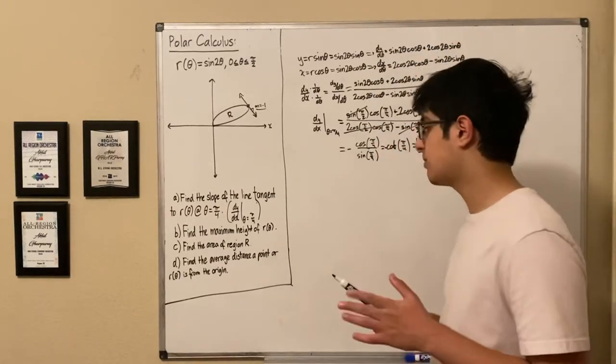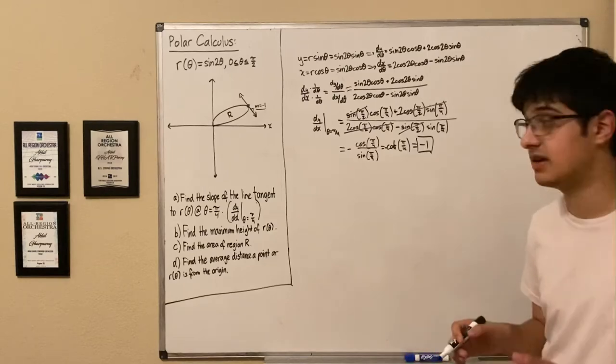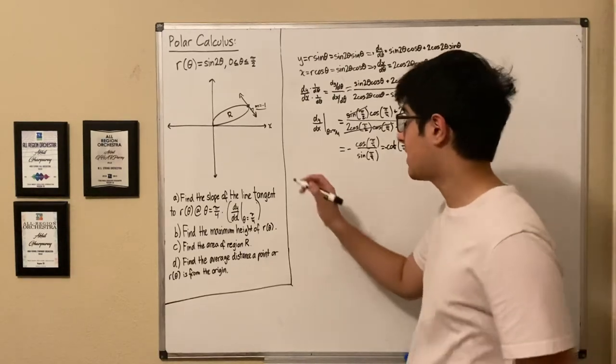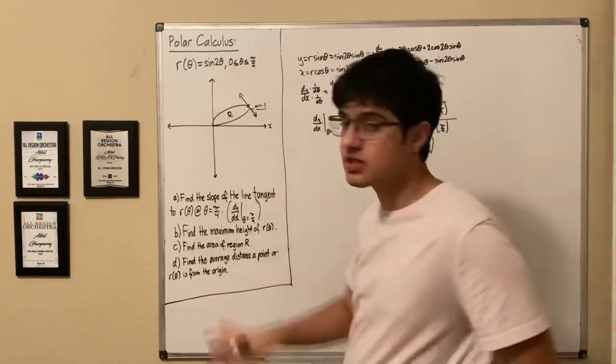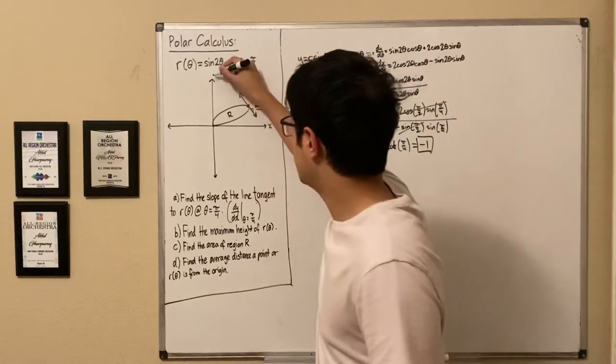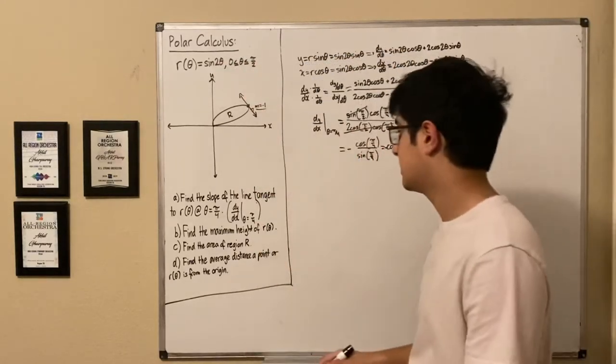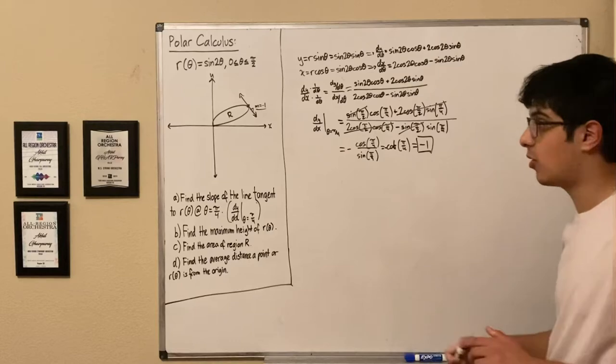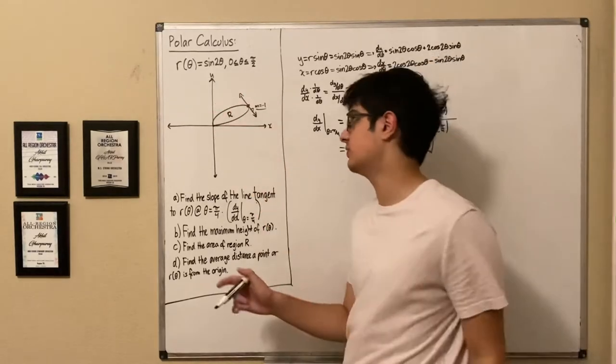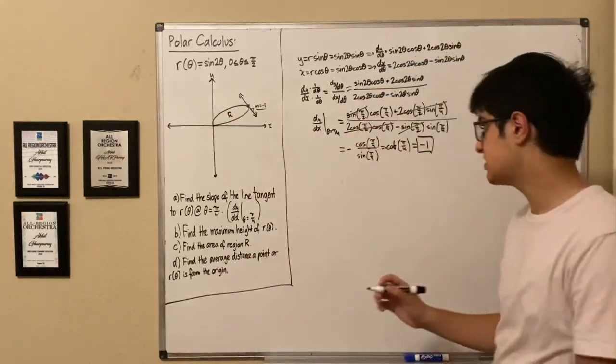Find the maximum height of our theta. So the maximum height is basically saying, imagine this was on the xy plane. If this was on the xy plane, then what would the maximum y value of this graph be? Let's go ahead and take a look.